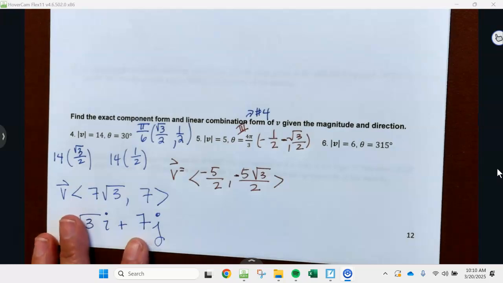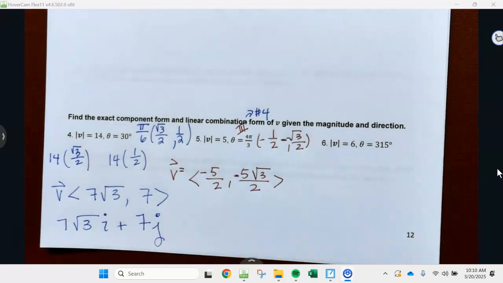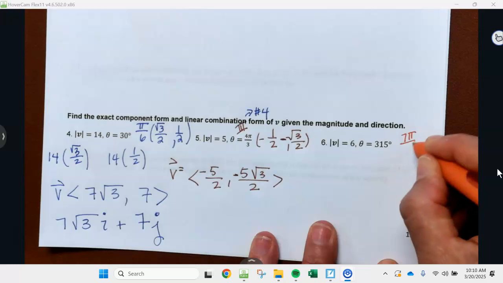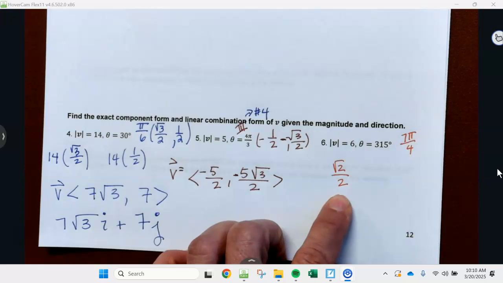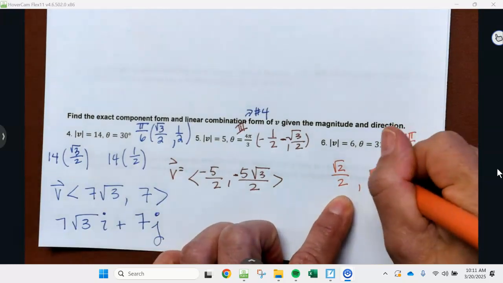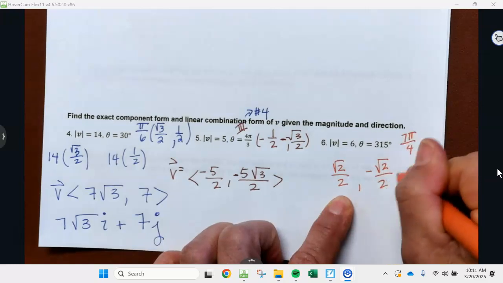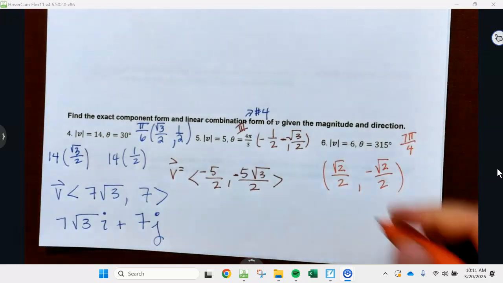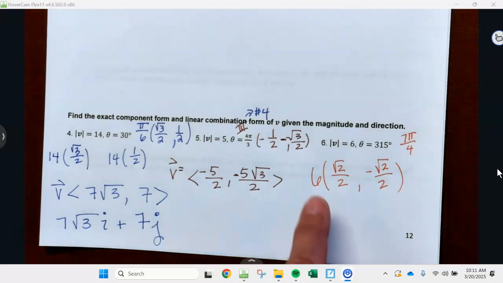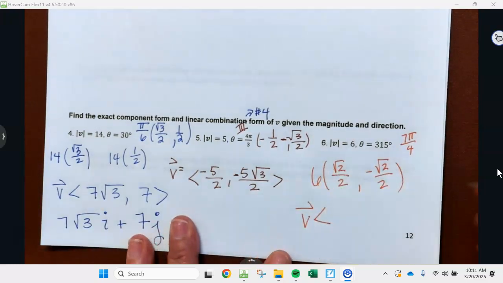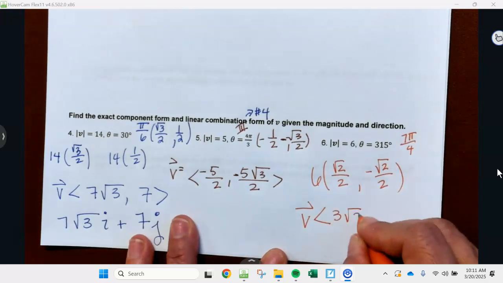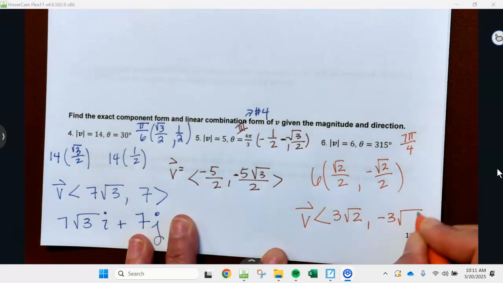All right, next one. 315 degrees. 315 degrees is in quadrant 4, and that matches 7 pi over 4. So we know it's root 2 over 2. It's going to stay positive for the x value, but in quadrant 4, the y value is negative. So that's the ordered pair. Y'all, we've got to distribute the 6. The 6 and the denominators of these 2's are going to cancel out. So component form is going to be positive 3 root 2, negative 3 root 2.